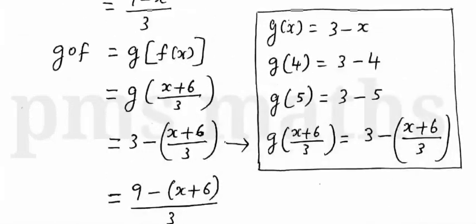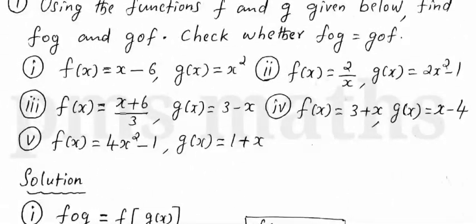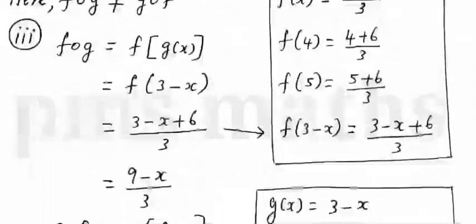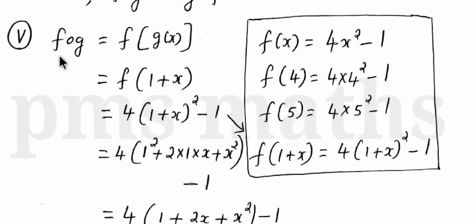Then the fifth one. What is the fifth one? This is the fifth one. Then first find f of g, then find out g of f. First f of g. F of is bracket, then write g of x. Then substitute the value of g of x. What is g of x? 1 plus x. Now we can substitute instead of g of x, 1 plus x. Now this is nothing but f of 1 plus x.